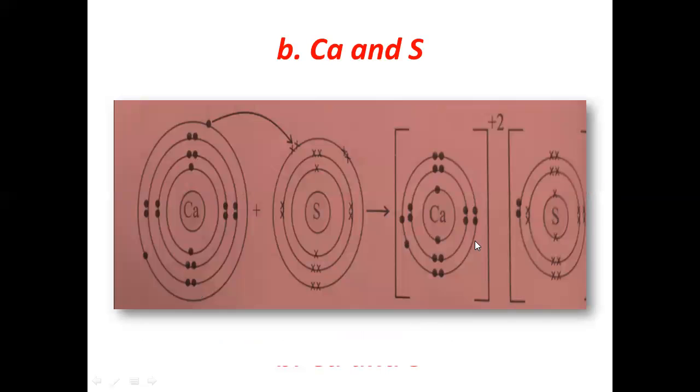The electron dot and cross structure for calcium and sulfur to form calcium sulfide: calcium has 2, 8, 8, 2 electrons, with 2 in the outermost shell, and sulfur has 2, 8, 6, with 6 electrons in the outermost shell. Calcium will lose those 2 electrons and will form a divalent cation. And sulfur will gain those 2 electrons, you can see the 2 dots, and will form a divalent anion. This is 2-.